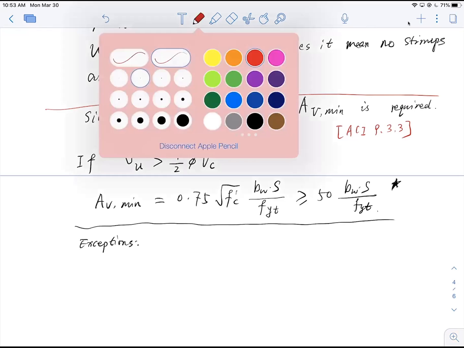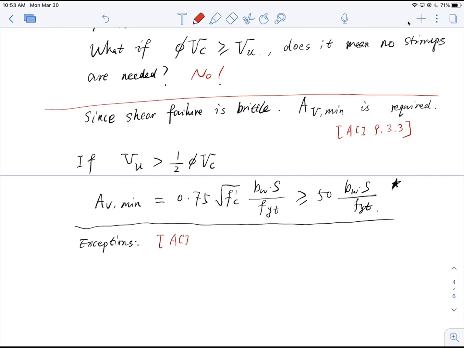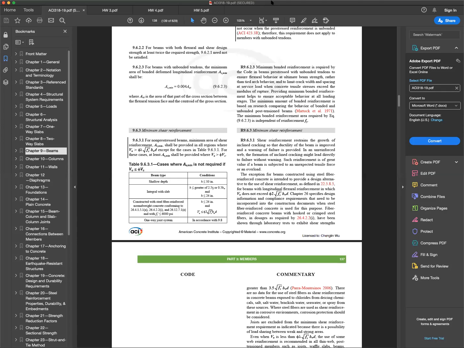You can find them in 9.6.3.1. Actually I have it ready, so let me stop here and share my ACI code. If you can see my screen, I'm talking about 9.6.3, minimum shear reinforcement. However, this table 9.6.3.1 says we do not have to satisfy the requirement if my applied shear is smaller than phi Vc.